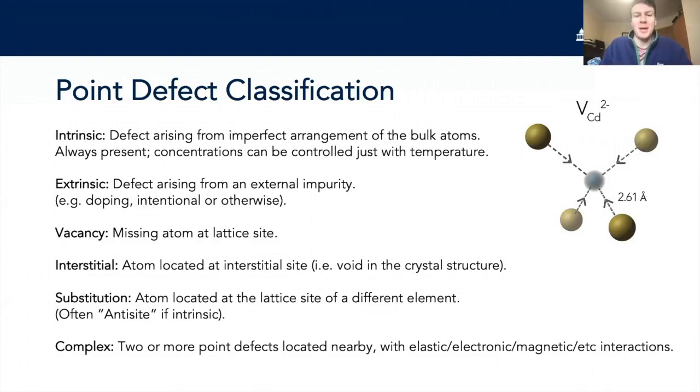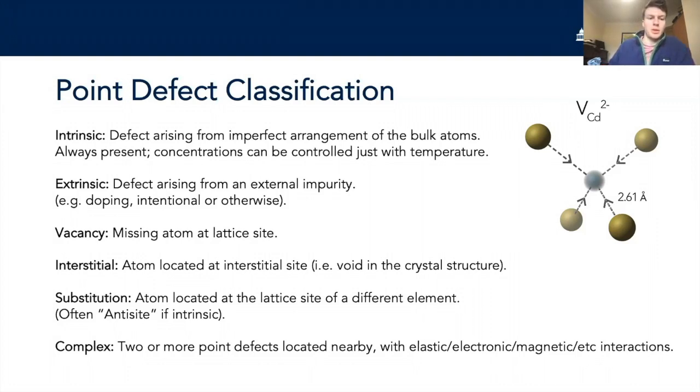Okay, so there are a number of terms we use to classify and describe defects. The first two overarching ones are intrinsic versus extrinsic. Intrinsic defects arise from the imperfect arrangement of the bulk atoms, or the atoms of the pure material. They're always present, and their concentrations can be controlled simply with temperature. Extrinsic refers to defects arising from an external impurity, such as from doping, whether intentional or otherwise.